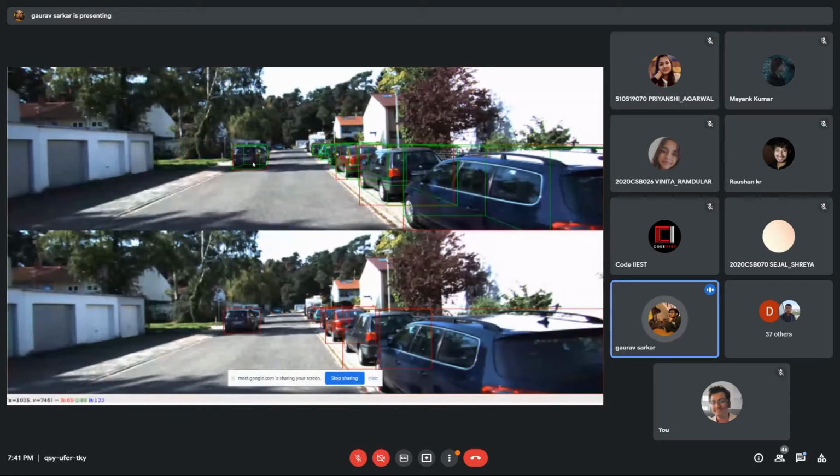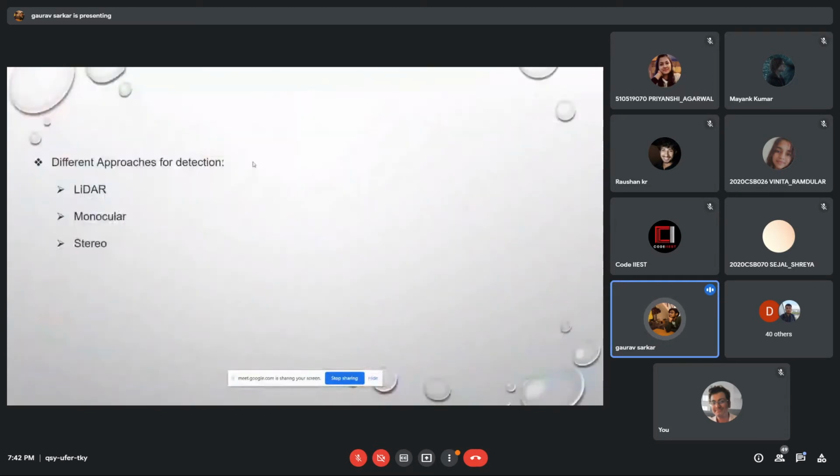First, we have to capture these images. Like on the screen, there are a few images of cars. First, we have to capture those images. Then only we can predict. Then after that we can do further things, like the machine learning concept we have to apply later. The first and prior concept is we have to detect the cars and take the input image. So for that, the different approaches for detection are LiDAR, monocular, and stereo.